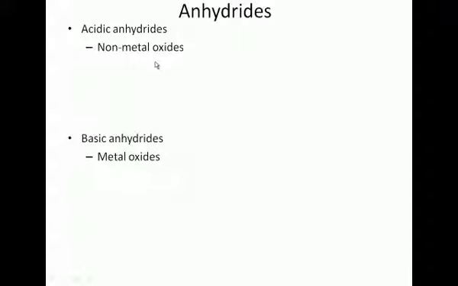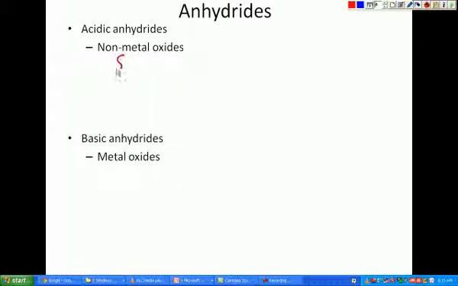Now, acidic anhydrides are just non-metal oxides, I wrote right here. Okay? So if you remember your periodic table, it's just a non-metal with an oxygen. So a couple examples of non-metal oxides would be something like SO2.